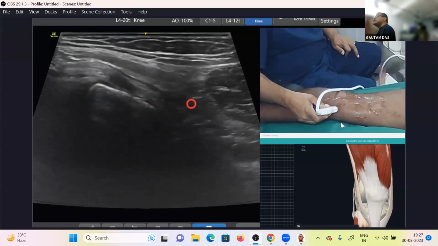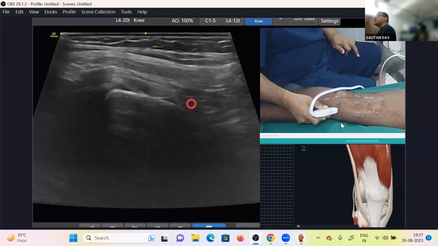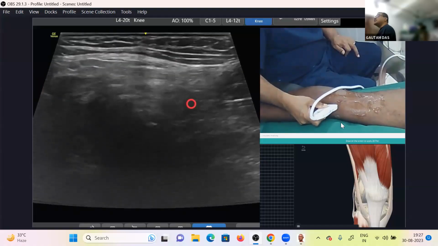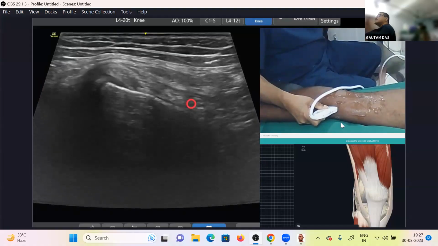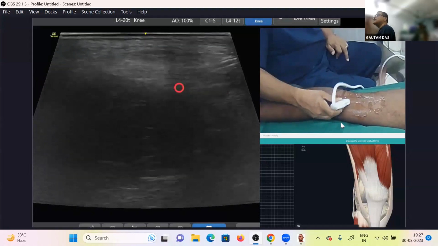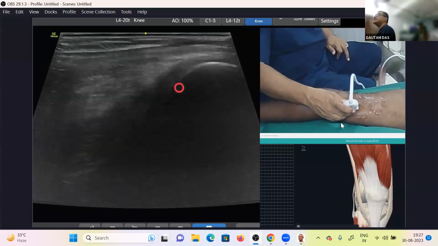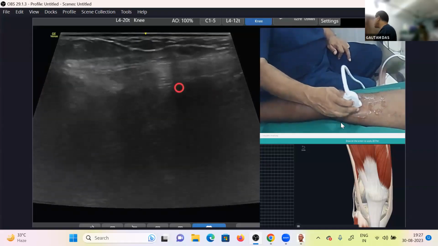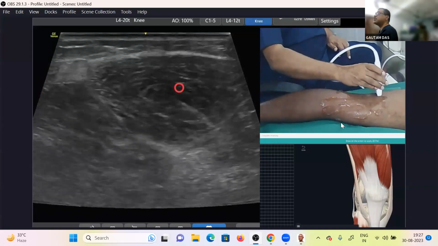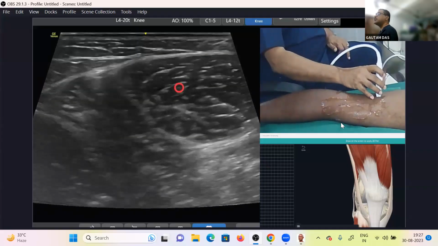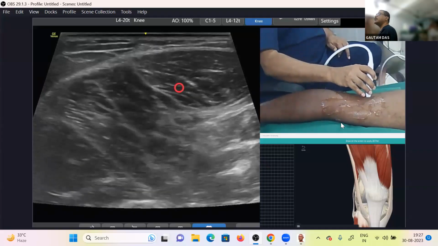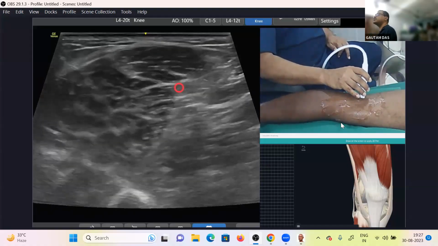Okay. I'm tilting the probe. Heel to toe maneuver. Then I can see the 2 tendons nicely. 1, 2. So this was your medial side, and this was your lateral side. Lateral side, I told you, short head and long head. And here was your sciatic nerve. Now follow the sciatic nerve very nicely.